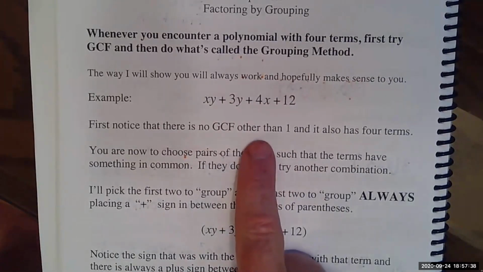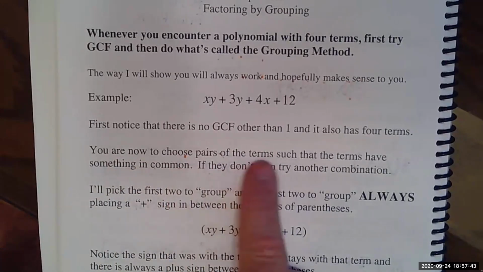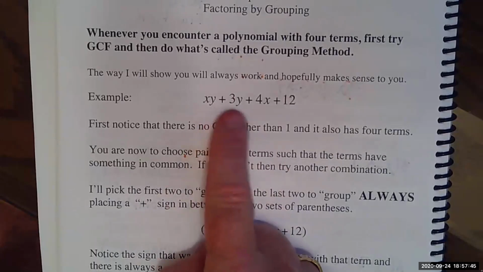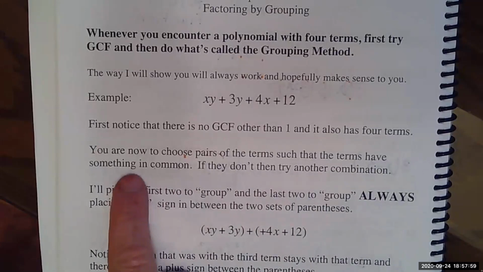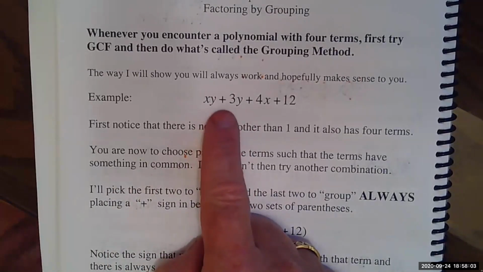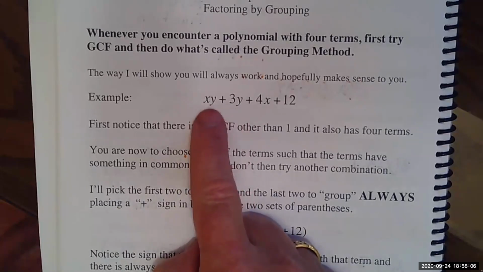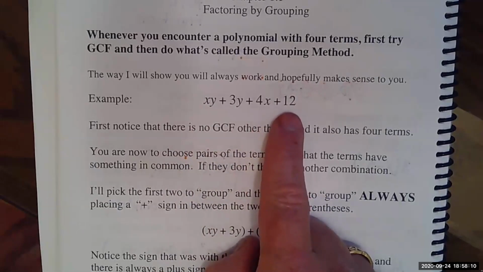Now what you're going to do is choose pairs of terms. I have 1, 2, 3, 4. I want groupings of 2. I want a pair of this and a pair of that. So the question is, which pair do you want to grab? You want to grab both pairs so that they have something in common. Like here, is there something in common with this pair? Yes. How about here? Yes.